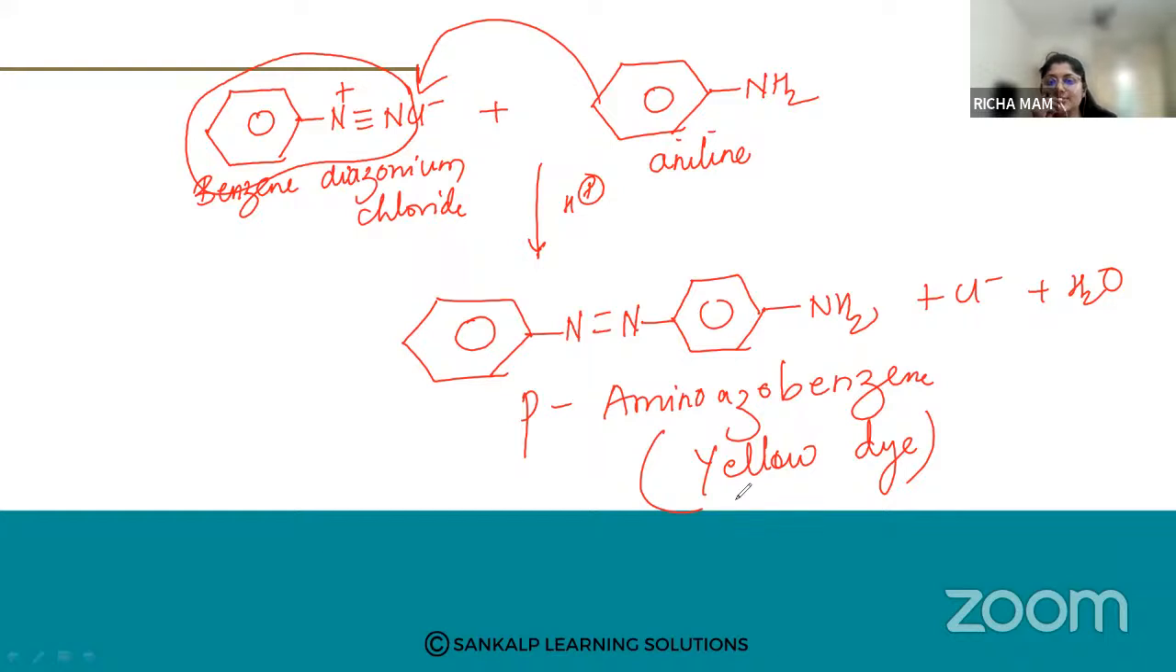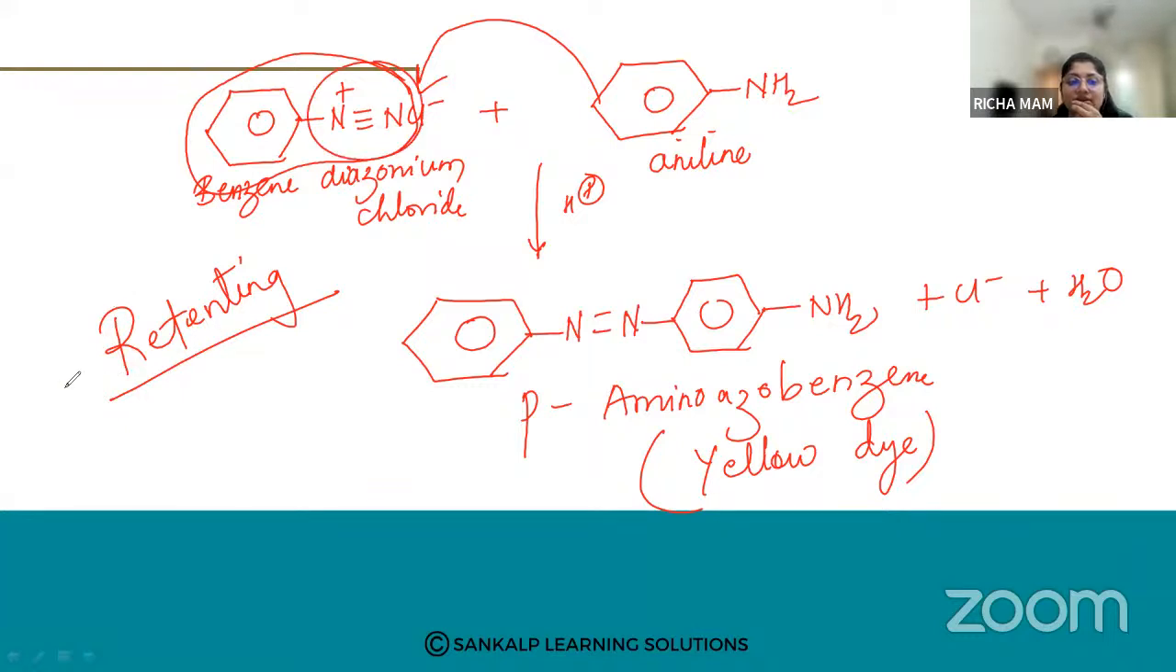Okay, is it clear? Is it clear, both the coupling reactions? So what we are doing here, we are retaining. Retaining means what? We are keeping. We are retaining the azo group. We are not discarding it. We are keeping the azo group.